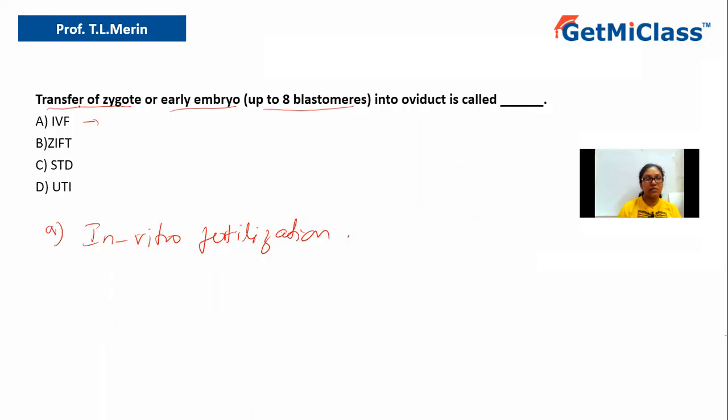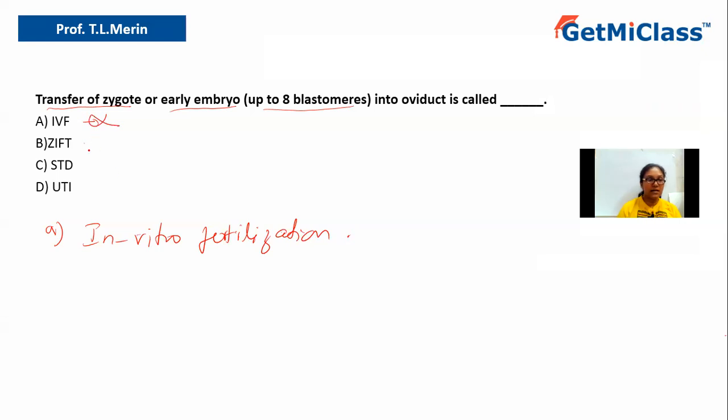But here they are not talking about zygote transfer. In vitro fertilization, fertilization is done, and then the next step is based on the technique. It is not talking about the transfer of the zygote. It is just the fertilization they are talking about. So hence option A is ruled out.